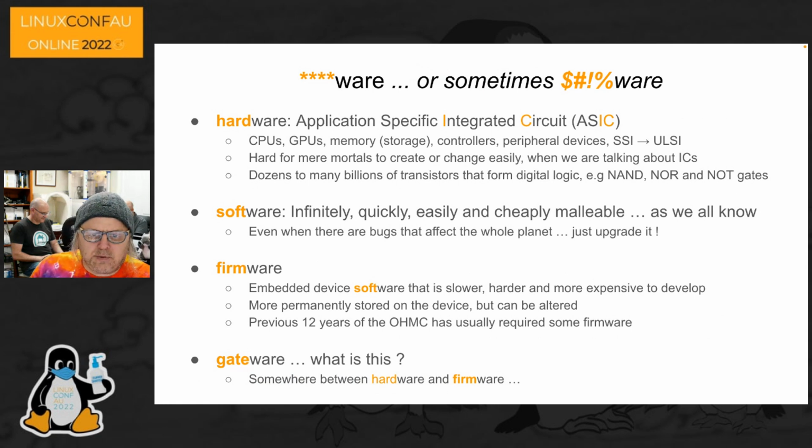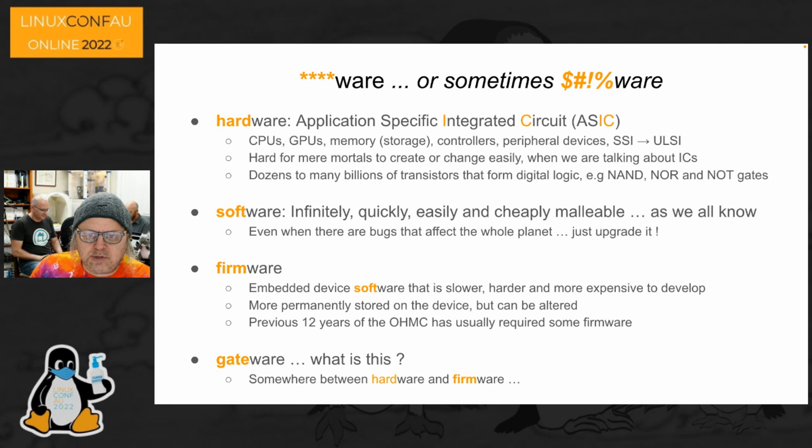We use software to control hardware, and typically that hardware has specific functions. It's either a CPU or a GPU. It could be some sort of peripheral like an accelerometer, and it's pretty hard for most of us to create or change these ICs. You need to be a large corporation, and these ICs may have a small number of gates, maybe a dozen or so, up to many billions of gates. And most of us work in software. Throughout the OHMC projects, when we're doing embedded devices, we use firmware, which is just a form of software that takes a little bit longer to write, a little bit longer to flash, and a little bit harder to change.